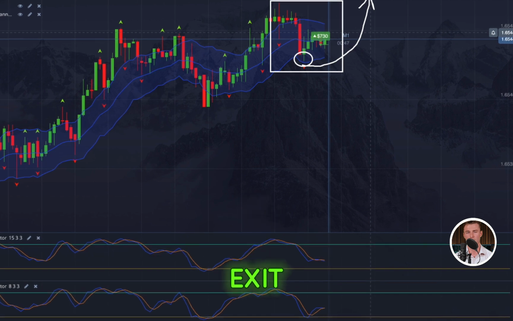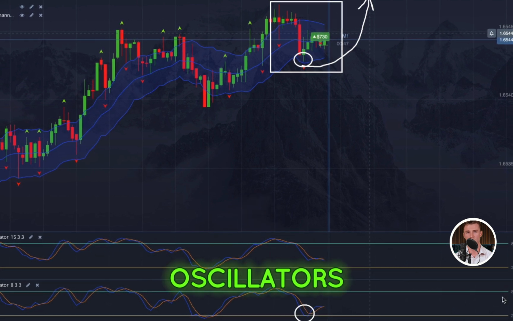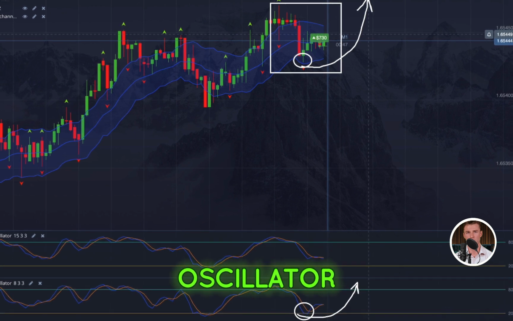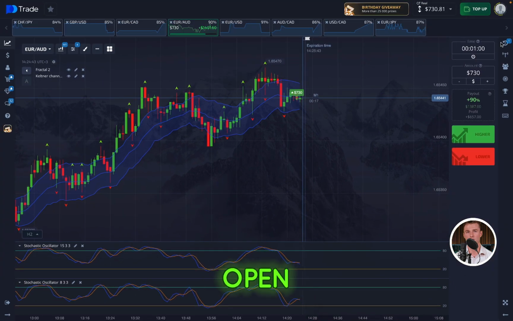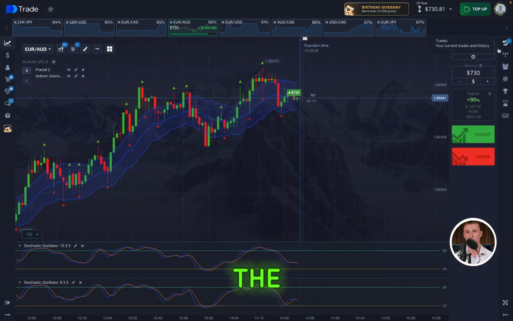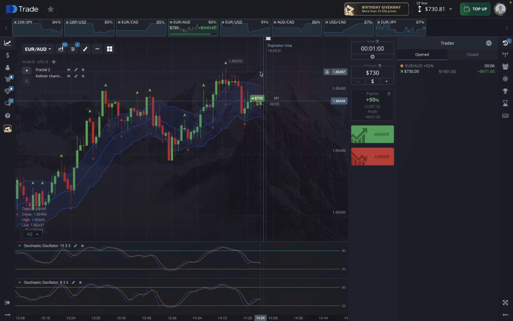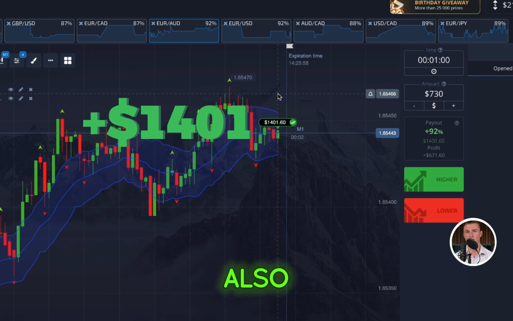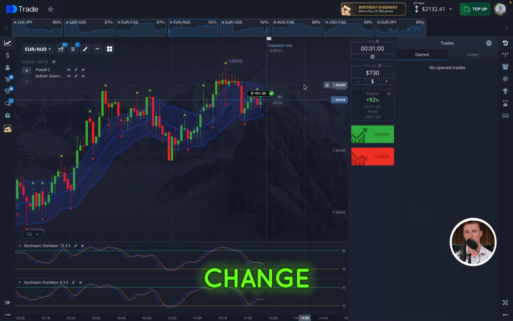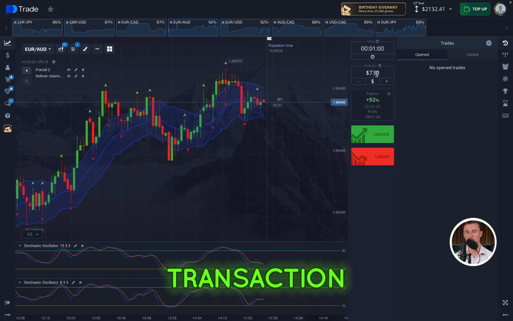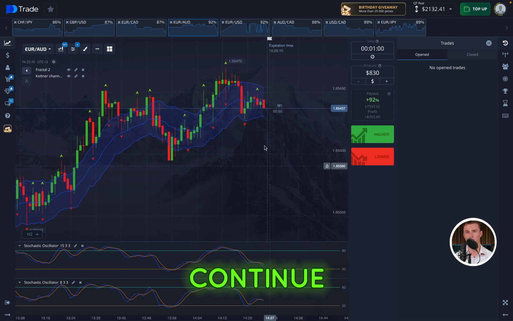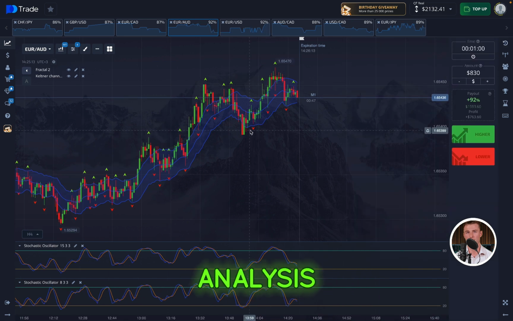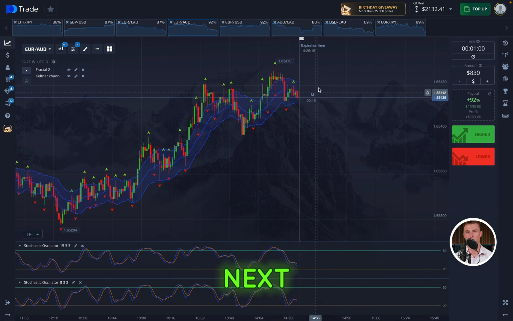I also see an exit from the oversold area on one of the oscillators. And on the second oscillator, I see a reversal of the moving lines in general. A good signal to open an upward trade. Let's look at the result of this transaction. And the second deal also closes with no problems. I will change the amount of the transaction value. I will probably put 830 per transaction. And actually, let's continue trading. I will continue my further analysis and select the next currency pair.